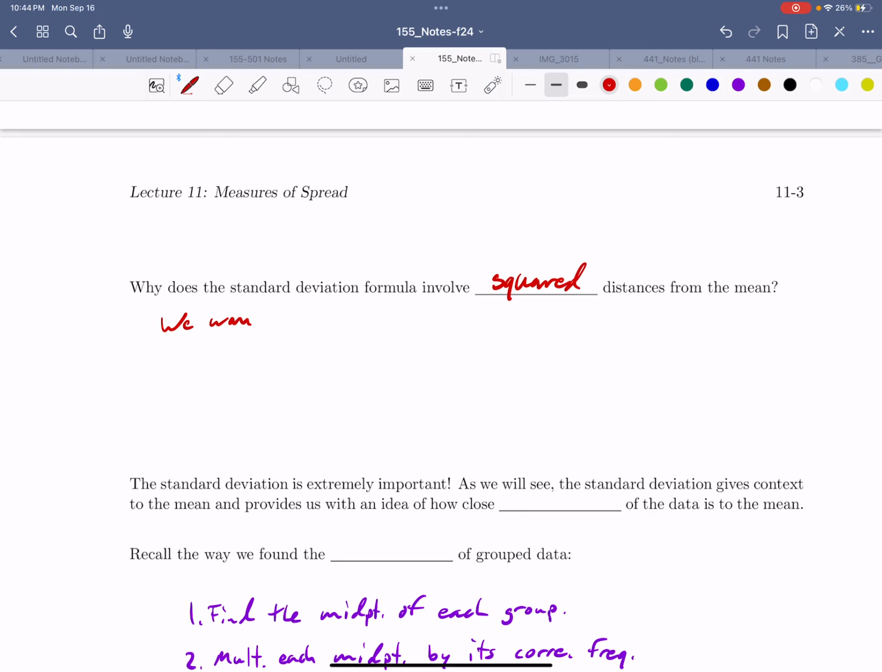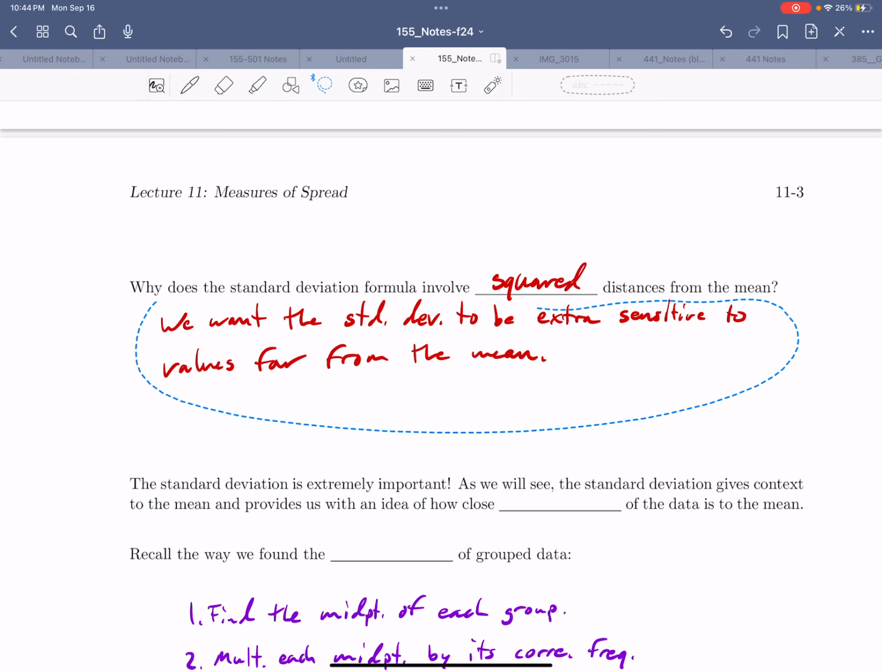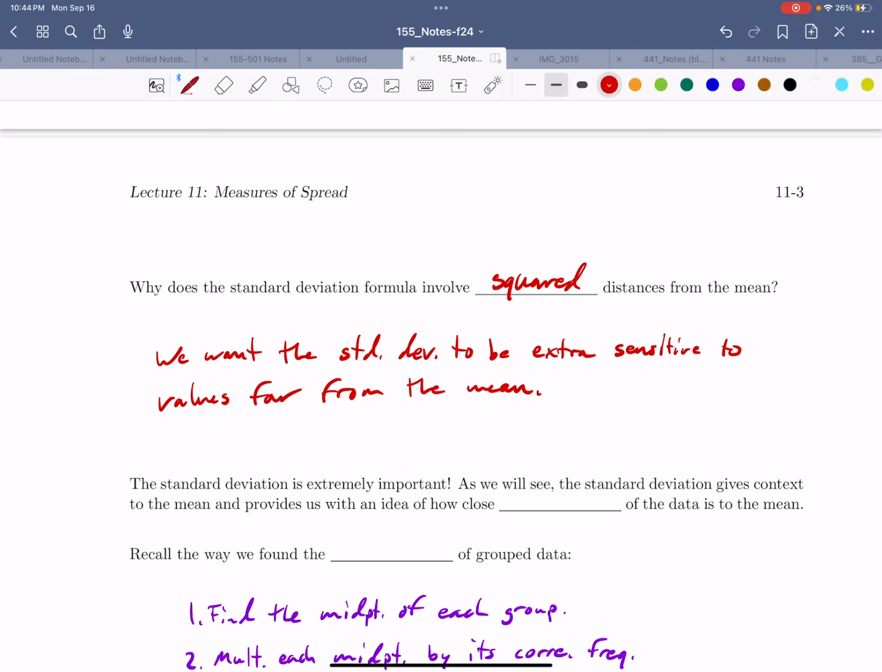We want the standard deviation to be extra sensitive to values far from the mean in either direction. Right? So by squaring that difference, you increase the sensitivity.